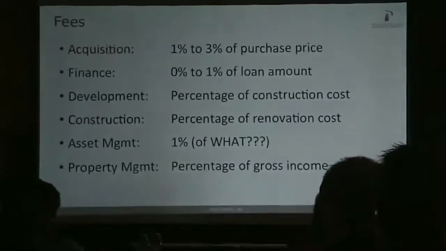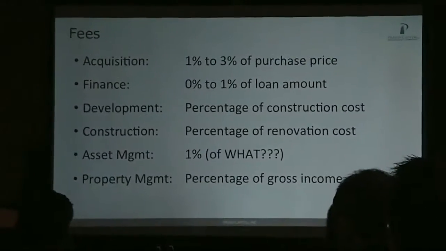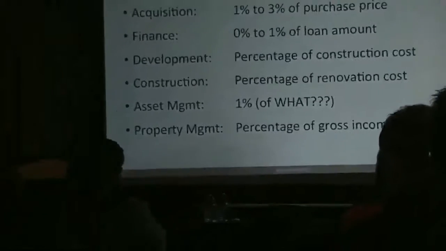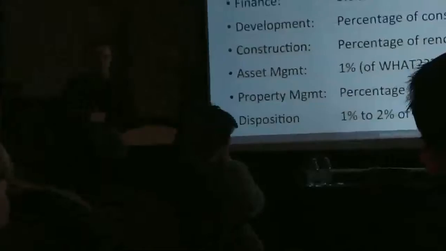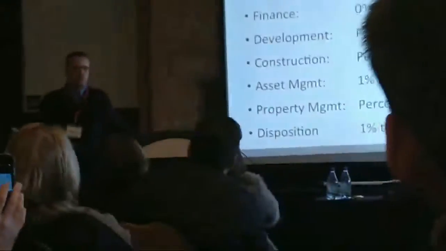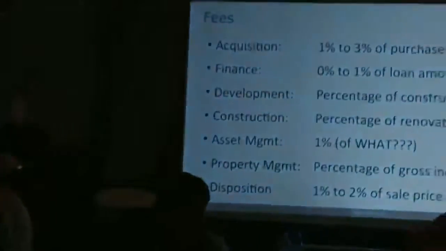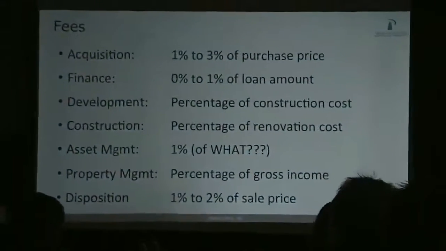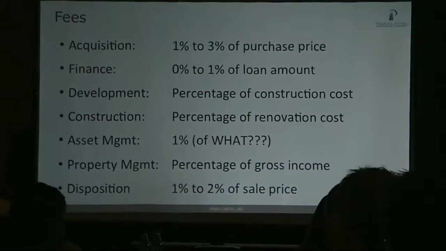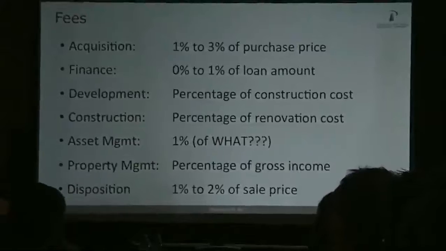And sometimes the property management is going to a third-party management company, and sometimes it's going to an in-house management company. It could be one or the other. And then disposition fees, 1 to 2%. Sometimes you'll see them, sometimes you don't see them. They should be smaller as the size of the deal gets bigger, and sometimes you don't see them at all.